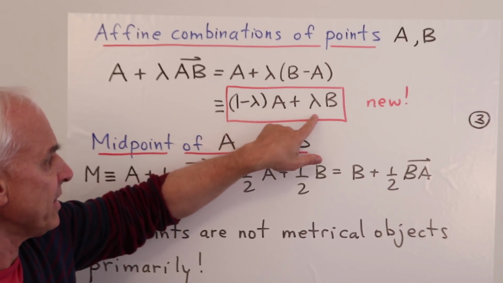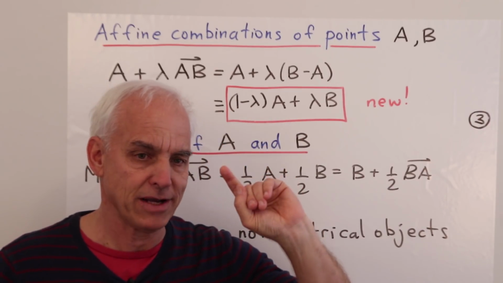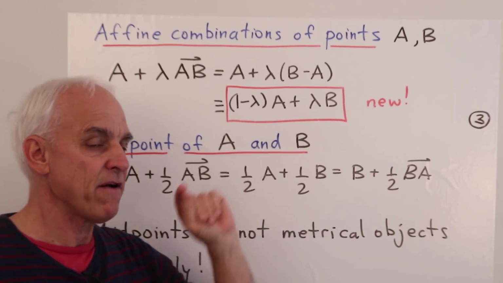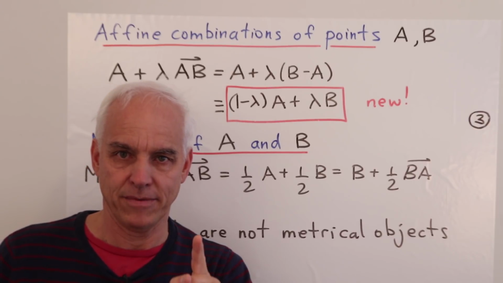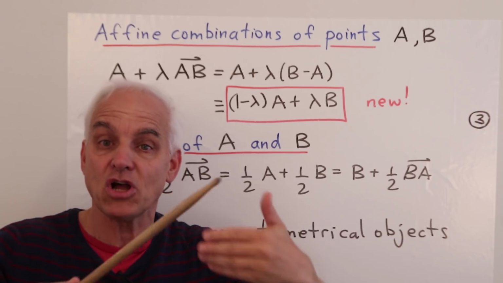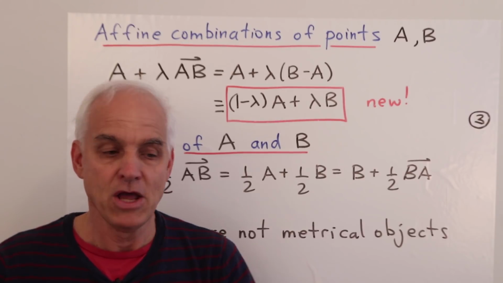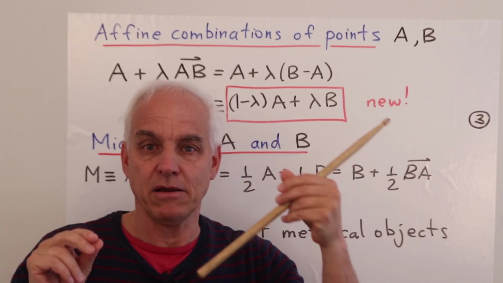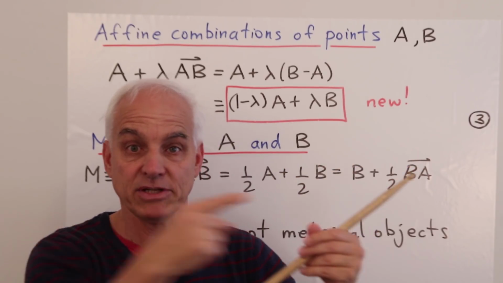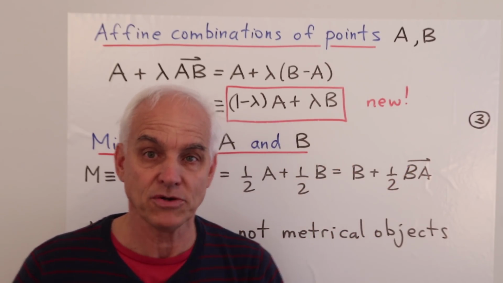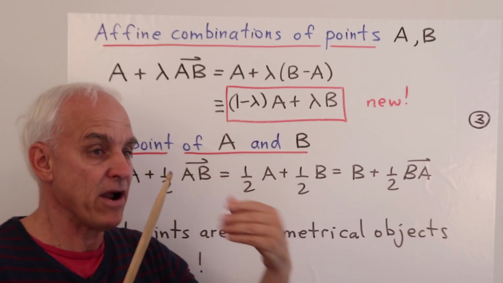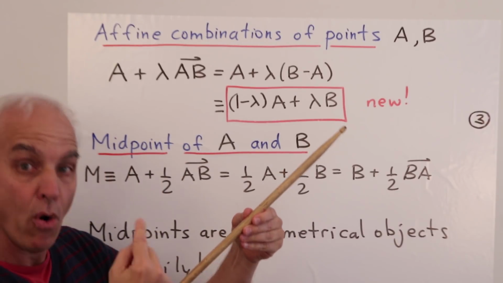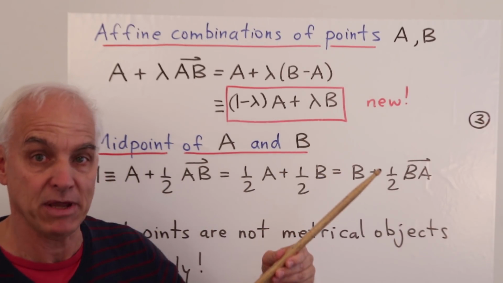Very important to note that these are not arbitrary combinations. So we're not allowed to take 2 times a plus 3 times b. These two numbers have to add up to 1. That's the crucial thing that makes this combination allowable. So we now have 2 different ways of combining points. If we have points A and B, we're allowed to take the difference, B minus A. That represents a vector. We're also allowed to take this kind of affine combination where the coefficients add up to 1, and that will then be a point somewhere on the line AB.